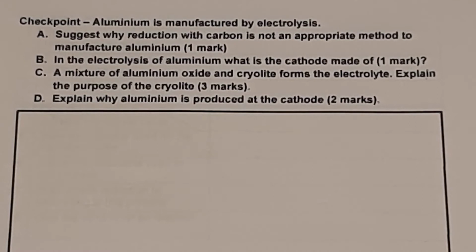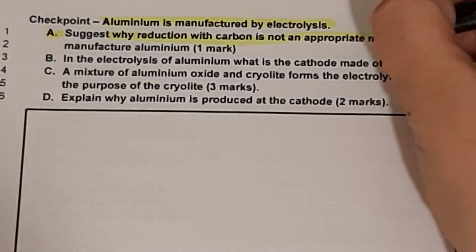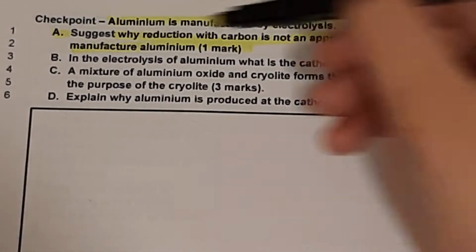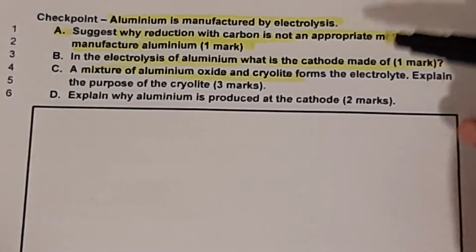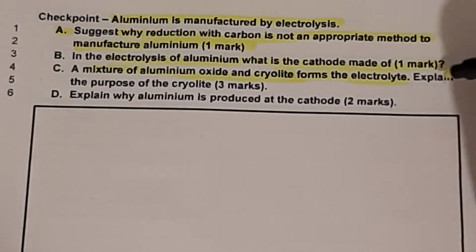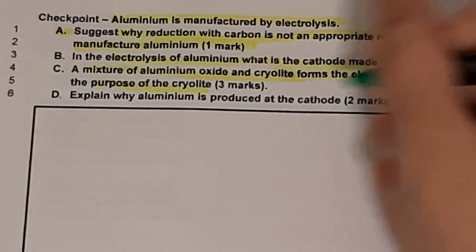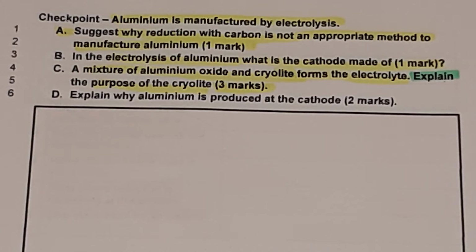So moving on to the checkpoint question on page 37, aluminium is manufactured by electrolysis. We know this. Part A asks you to suggest why reduction with carbon is not an appropriate method to manufacture aluminium, for 1 mark. Part B asks you, in the electrolysis of aluminium, what is the cathode made of? Then part C says, in a mixture of aluminium oxide and cryolite, that's what forms the electrolyte, explain the purpose of the cryolite. Keyword in here is explain, and that is for 3 marks, which means you'll have to say more than one thing. You'll have to say 3 separate things. So think about things you could say there.